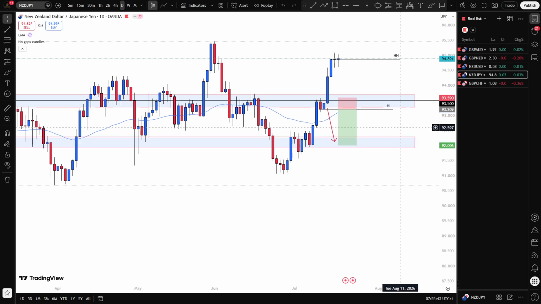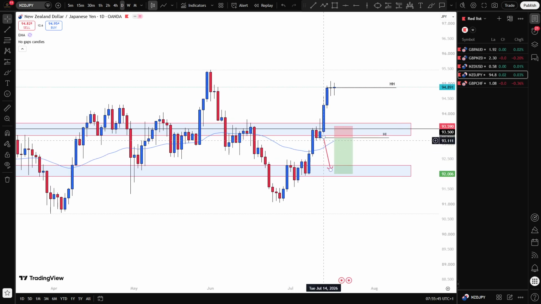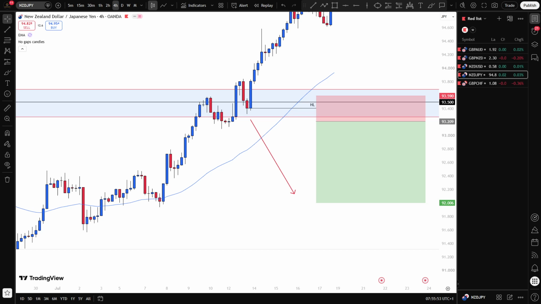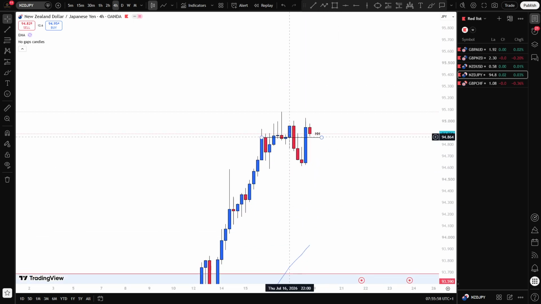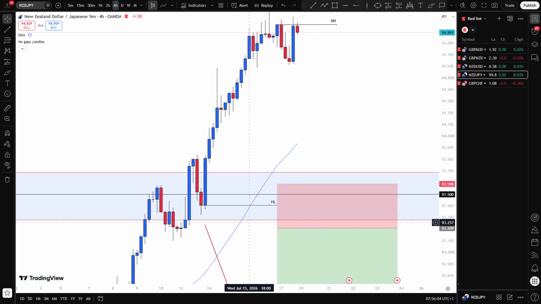So loss avoided here. Right now we are bullish. This is the higher high, this is the higher low. Let's check the 4-hour also. The 4-hour now is bearish. This was the higher high and this was the higher low.